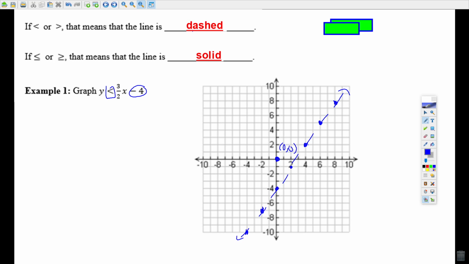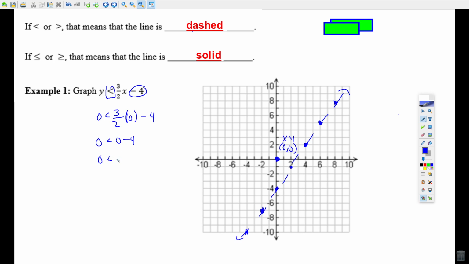We're going to pick this test point as 0, 0. That's your x, y. And we're going to plug it into this inequality. So we'll plug it in. 0 is less than 3 over 2 times 0 minus 4. So that makes it really easy, because if you do 3 over 2 times 0, that makes it 0. So you have 0 is less than 0 minus 4, or 0 is less than -4.